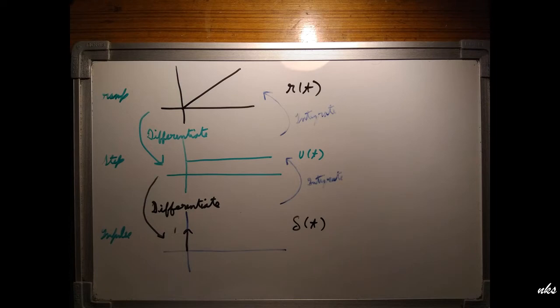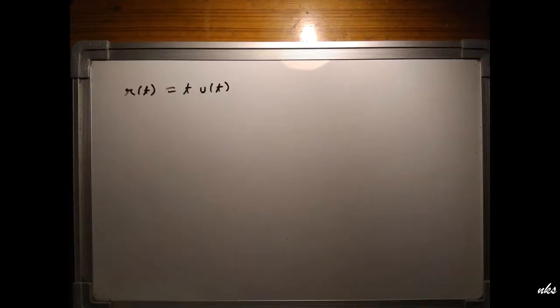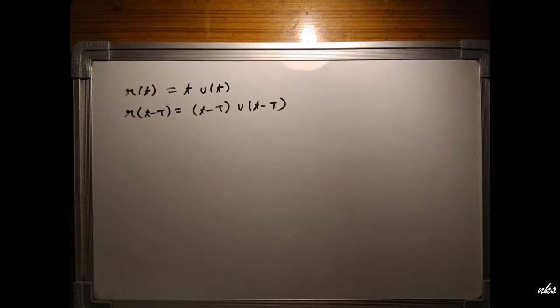Remember this. Now let us see the relationship between the ramp signal and the unit step signal. So the ramp signal r(t) is equal to t into u(t), or we can say r(t minus T) is equal to (t minus T) into u(t minus T), as shown on the screen, where capital T is the constant and small t is the variable.